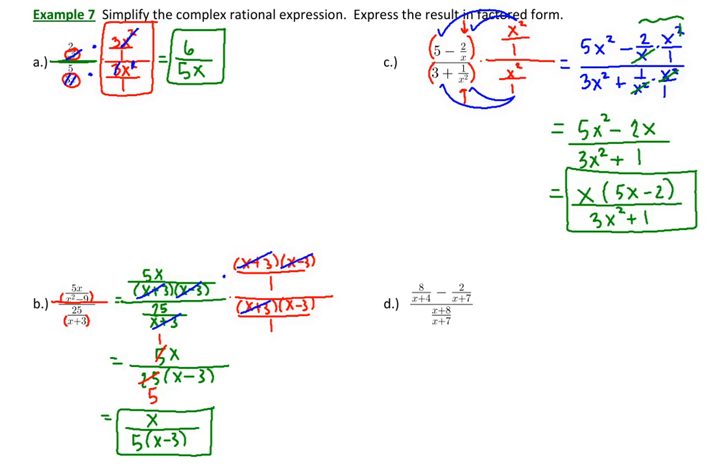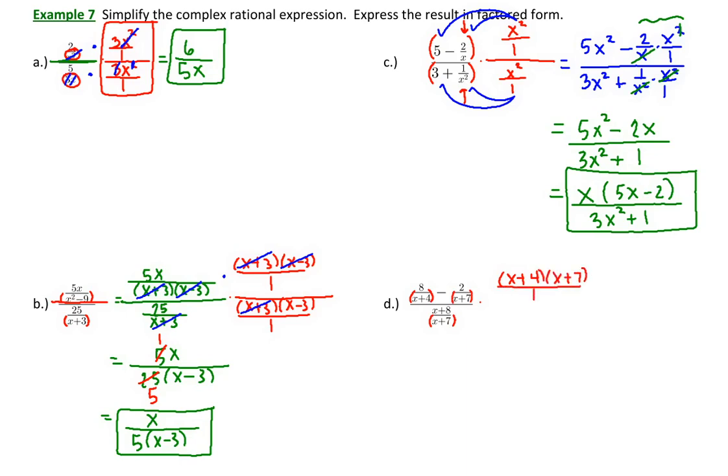Okay, one more problem here. We have a complex fraction, and I've got 3 fractions present in this fraction. So to find the LCD, I'm looking at 3 denominators. This one, and this one. The LCD has to represent each unique factor. So we know the LCD is going to contain an x plus 4 and an x plus 7.